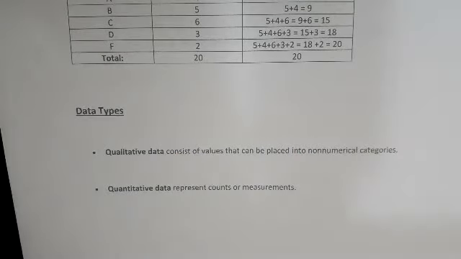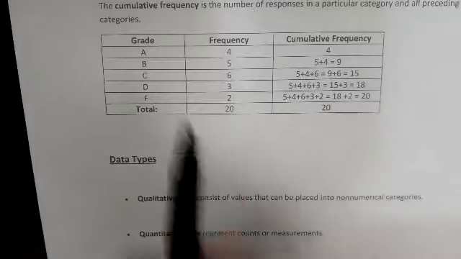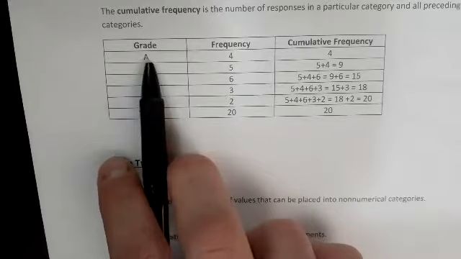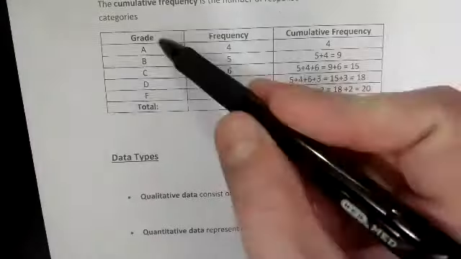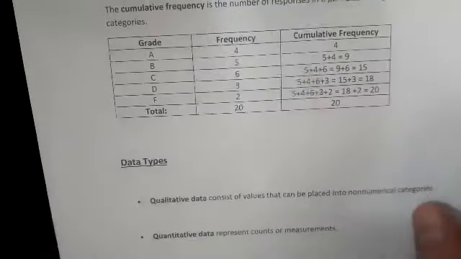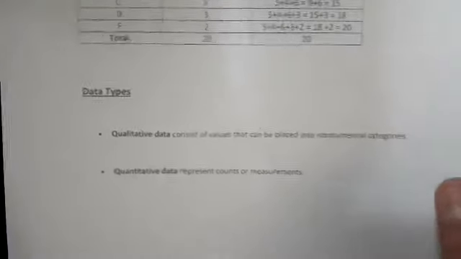The next thing the book really wants to talk about is qualitative versus quantitative data. So qualitative data consists of values that can be placed into non-numerical categories. Quantitative data represents counts or measurements. So if we're looking here, we know people scored an A, but we don't really know what their exact score was. So I would consider this to be categorical. If they gave us an actual grade number, I would consider that to be quantitative.